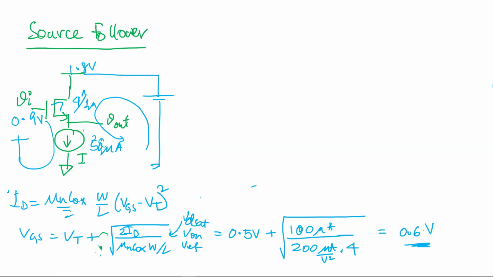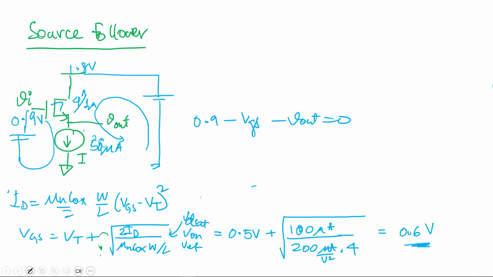So you have 0.9 volts here plus VGS, which should be equal to the total voltage. So what should be this voltage here? V out. 0.9 minus VGS is equal to V out, right? So 0.9 minus VGS minus V out is equal to 0.